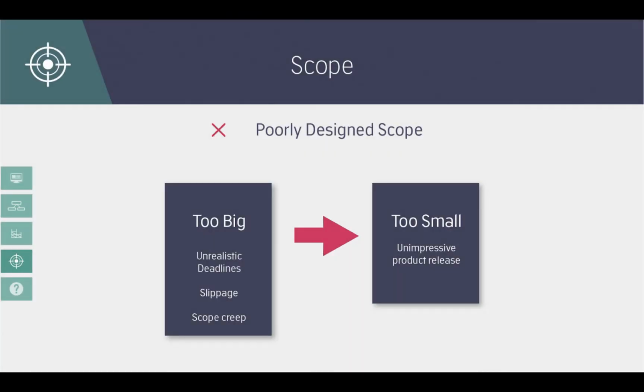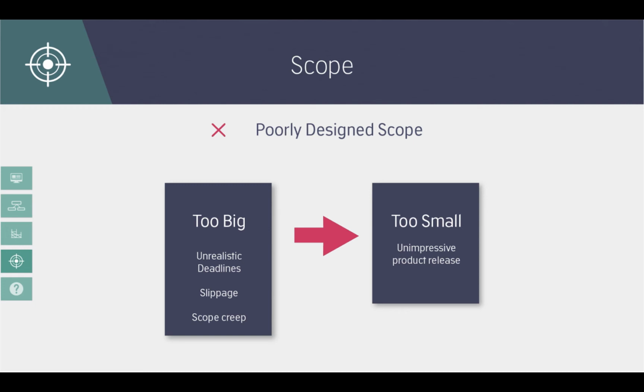If your scope is too big, you may be faced with the possibility of unrealistic deadlines, which will result in slippage, not meeting your milestones, your release dates, your commitment dates. You can also suffer from scope creep. And scope creep is the addition of features that weren't agreed on at the starting point. Scope creep is notorious in software development. Be aware of it, recognize it, and always try and minimize it.